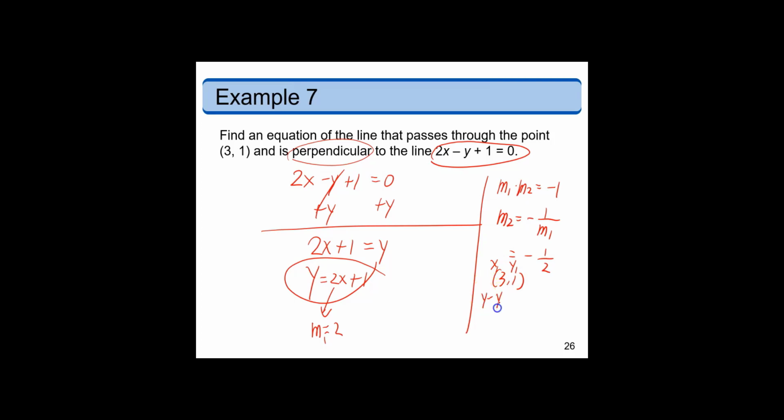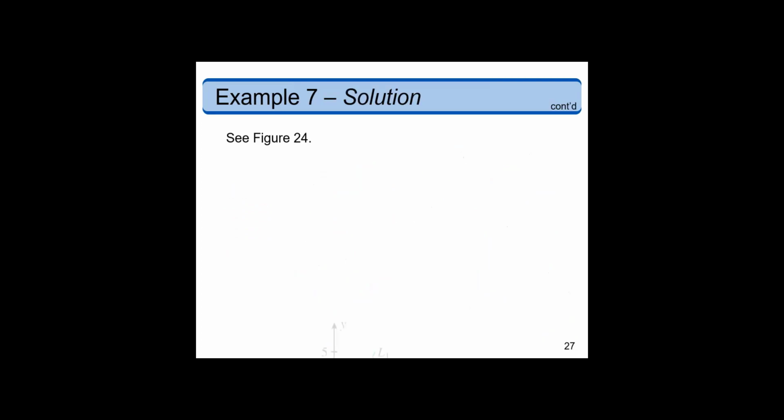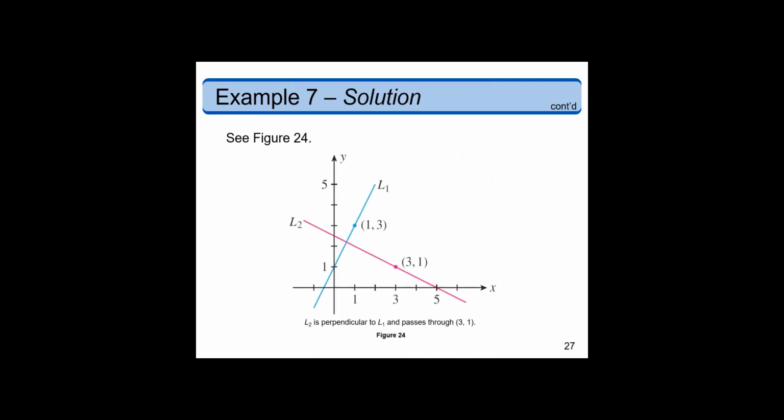So y minus y1 equals slope times x minus x1. So y minus 1 equals negative one half times x minus 3. And this is in the point slope form, right? If you want to move further, turn it into slope intercept form, you can do that. But let's leave it like that for now. Point slope form. And if you draw it, you will see a 90-degree angle here, where the two lines are perpendicular to each other.